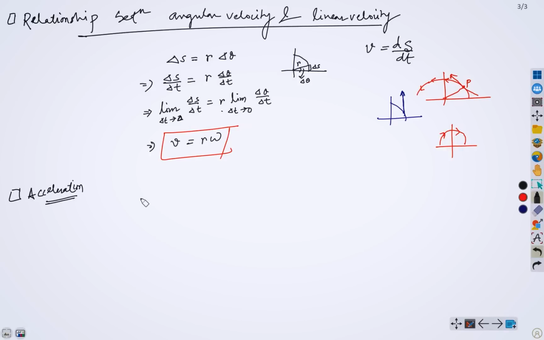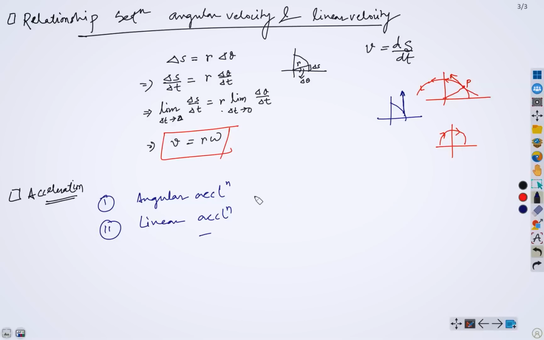In circular motion there are two accelerations. The first one is angular acceleration, and the second one is linear acceleration. As you can see from the names, everything in circular motion has two types of terms: linear displacement and angular displacement, where linear displacement is along the arc and angular displacement is along the angle. Linear velocity is along the arc, and angular velocity is along the angle. Similarly, angular acceleration and linear acceleration.